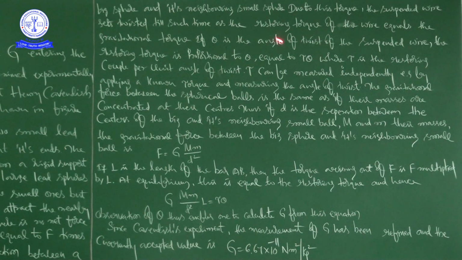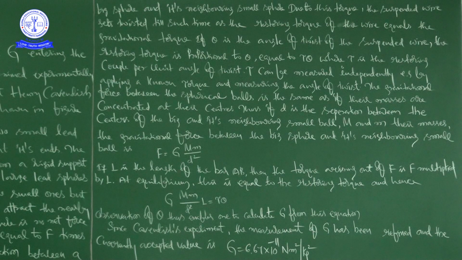But here I want to say that the material property of a wire provides restoring torque, but that rod is present on the surface. So because of the gravitational force, the gravitational torque will be exerted. So here these two are going to be balanced. See here, due to this torque, the suspended wire gets twisted till such time as the restoring torque of the wire equals the gravitational torque.